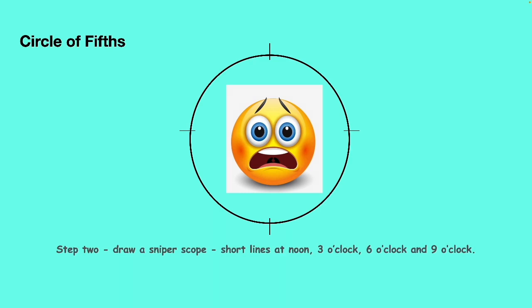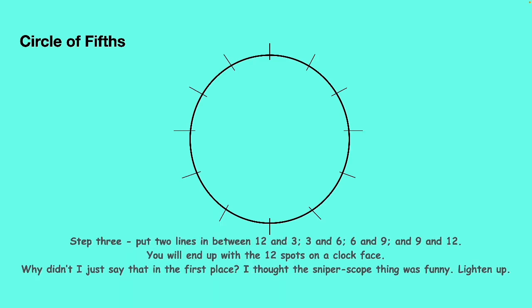Make your sniper scope. Step 3, you're going to put 2 lines in between the pairs of lines you just drew, right? So 2 lines in between 12 and 3, 2 lines in between 3 and 6, 6 and 9, 9 and 12. You're going to end up with 12 spots like you'd expect to see in a clock face. So why didn't I just say that in the first place? Well, I thought the sniper scope thing was kind of funny. Lighten up.